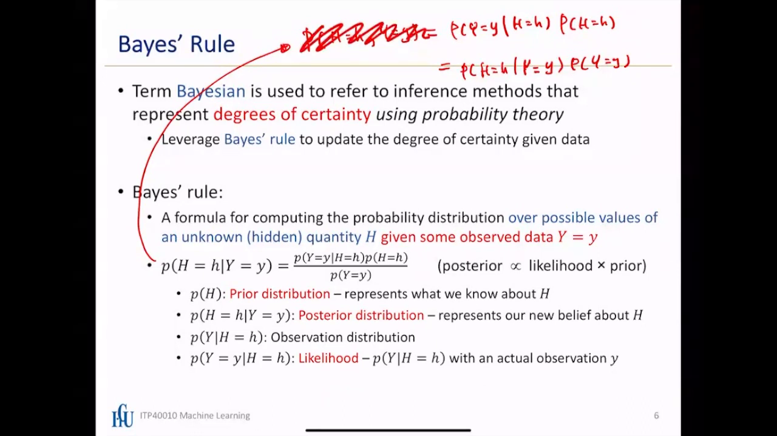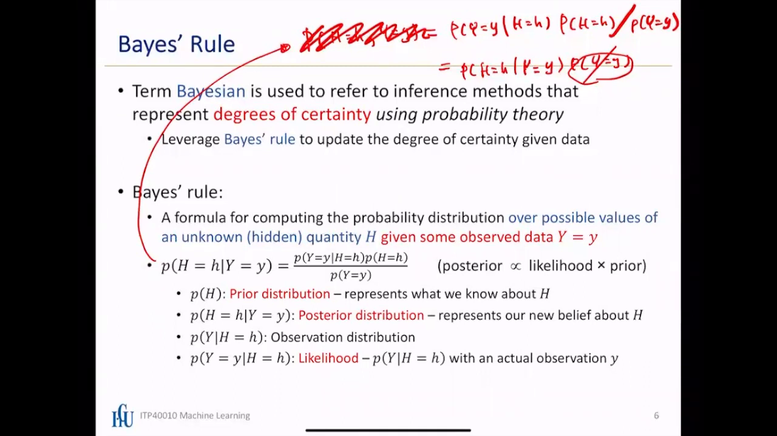Now let's forget about it and simply bring this to the other side. I'm going to divide both sides by P(Y = y), so it's going to be removed. And I'm going to divide it by P(Y). And we made Bayes' rule. So Bayes' rule is nothing but a description of the chain rule of probability.